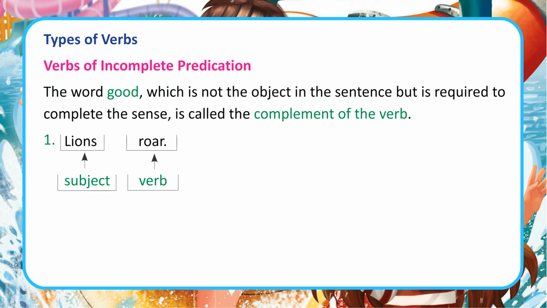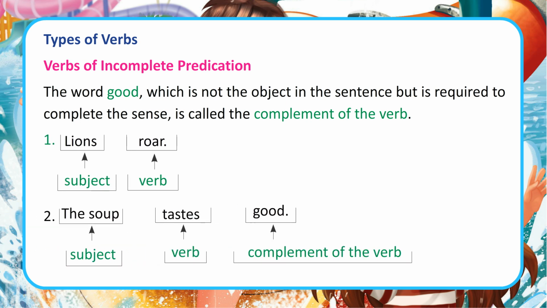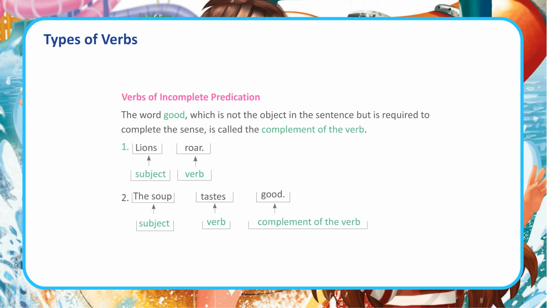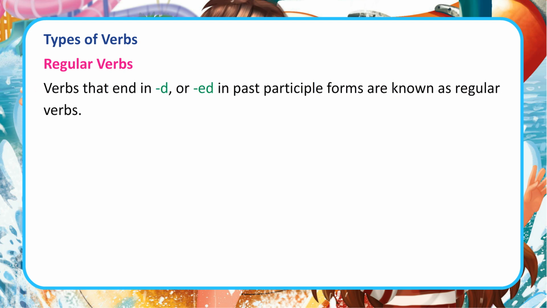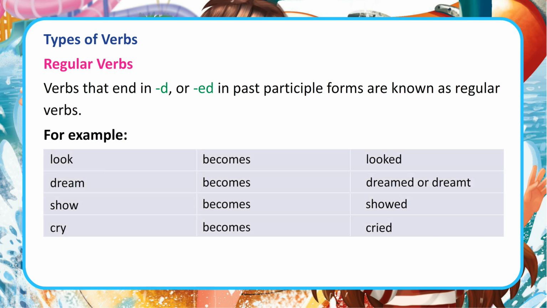1. Lions roar: subject, verb. 2. The soup tastes good: subject, verb, complement of the verb. Regular verbs. Verbs that end in d or ed in past participle forms are known as regular verbs. For example, look becomes looked. Dream becomes dreamed or dreamt. Show becomes showed. Cry becomes cried.